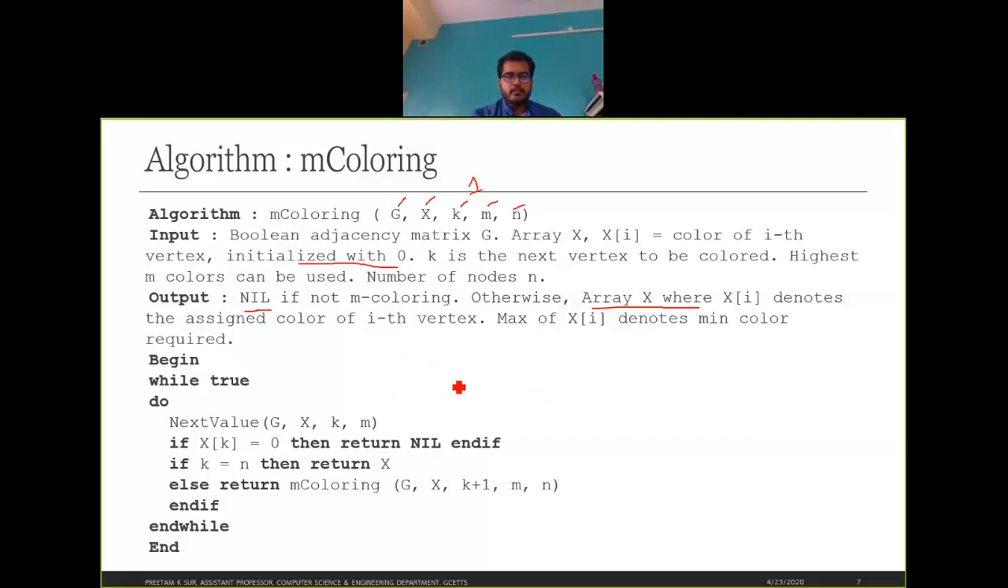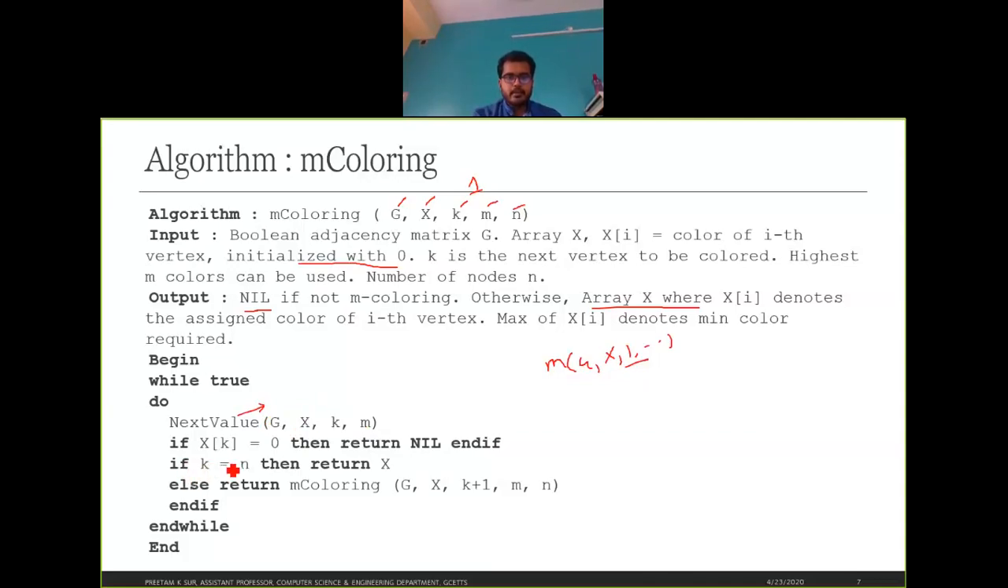So see how this algorithm is working. For the first time it is called with m coloring, with g, with x, and with the value of k as 1. We are trying to find out the color for the first vertex, and then the other parameters. So for this one, it is trying to find out the next value. What can be a valid value for 1?